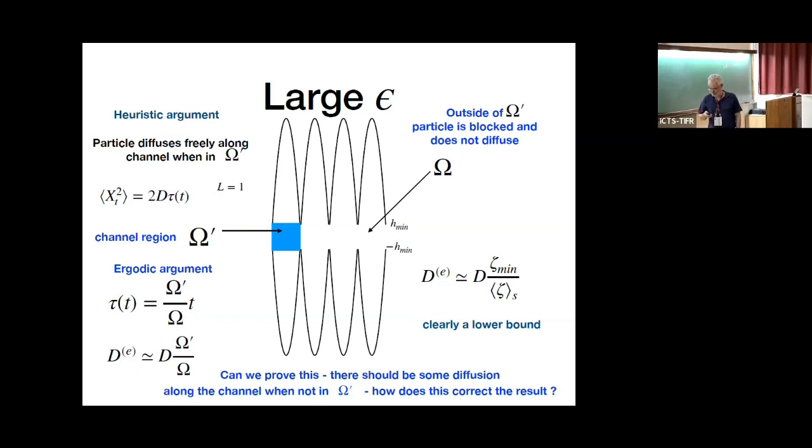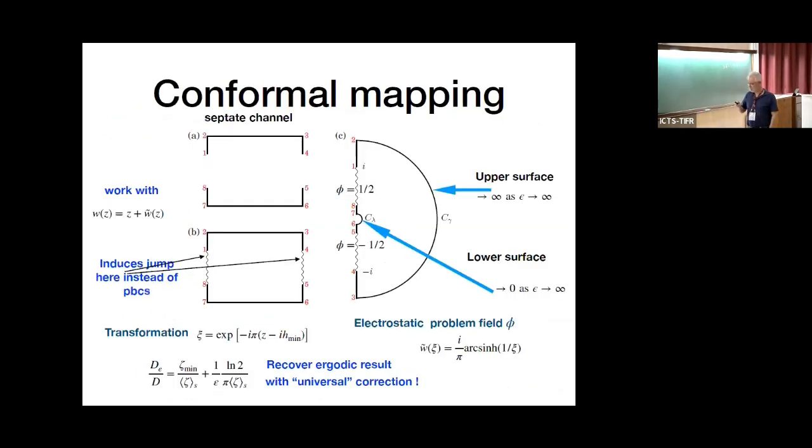What's the result for finite epsilon? Actually, I won't go into the details, but if you look at something like a septate channel that has this form here, you can make a conformal transformation. You can convert the Laplace's problem that I was telling you into a sort of electrostatics problem that you might give to ambitious undergraduates, okay?